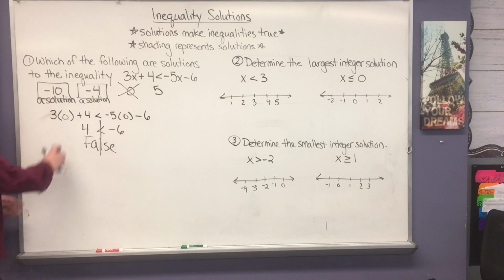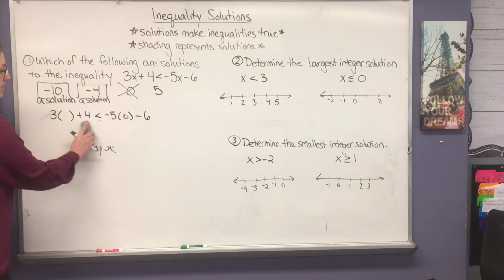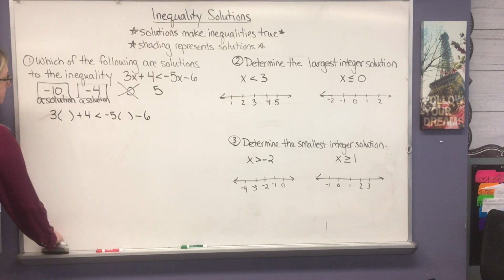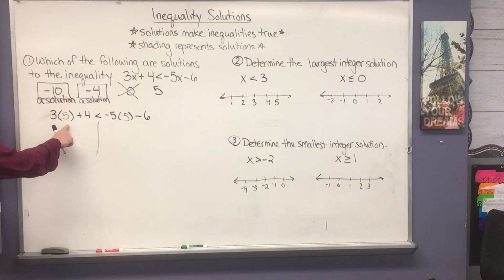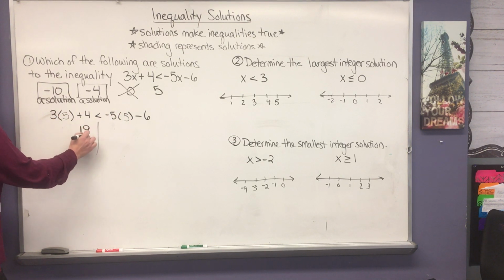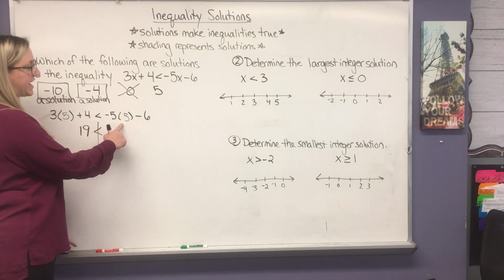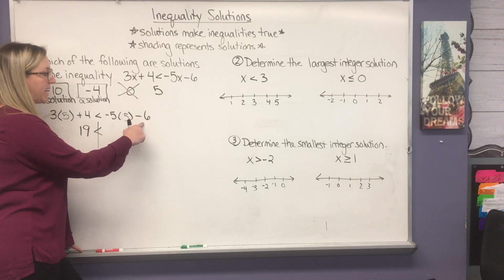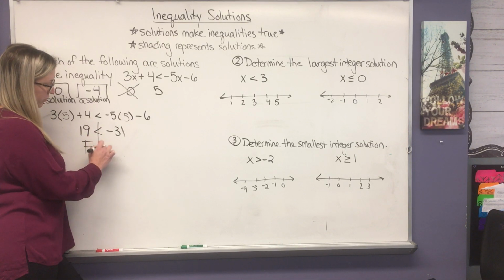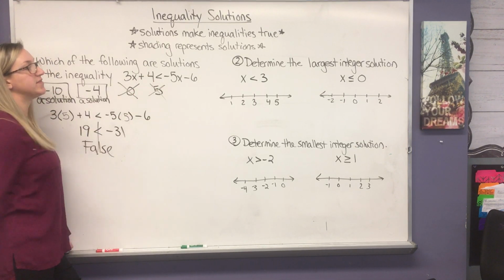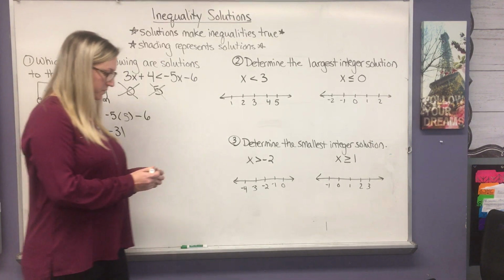Last but not least, we're going to do the same process again, plugging in 5. You wind up with 15 + 4, which is 19. Is that less than -25 - 6, which is -31? No, that's not true. It's false. 5 is not a solution.